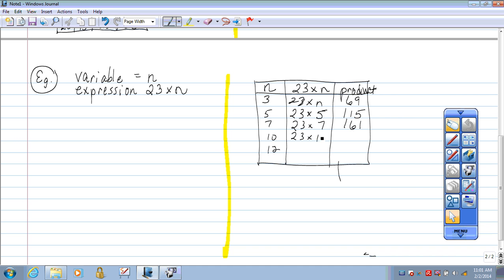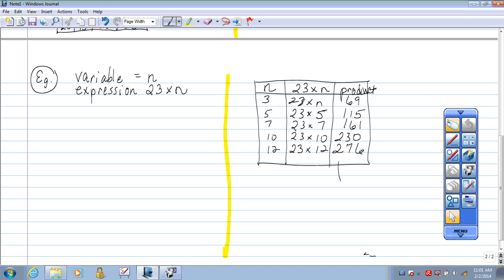23 times 10 would be 23 plus a 0. 23 times 12 would be 23 times 10, which is 230, plus double the 23, because you have 2 more. Let's see, 23 times 12 would be 23 doubled, which is 46, added to 230. So that would be 276.